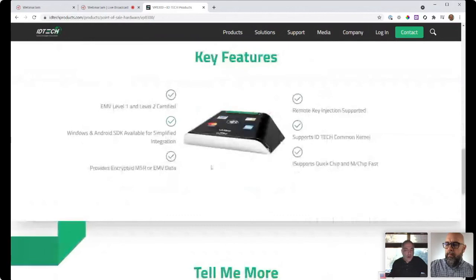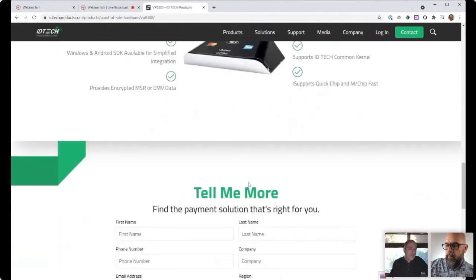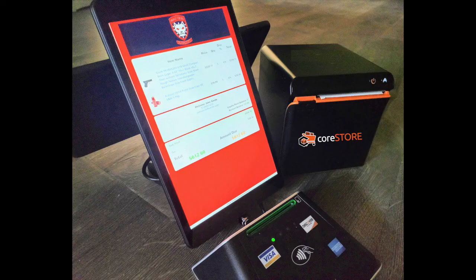And it has all of the key features that you would want. Again, it has no face, right? So it doesn't show the consumer what the transaction amount is, which is where you would use what I call the traditional legacy terminals. But with CoreStore, we've got the best of all worlds. So we've got a very cost-effective card reader that does everything. It looks beautiful on your counter.